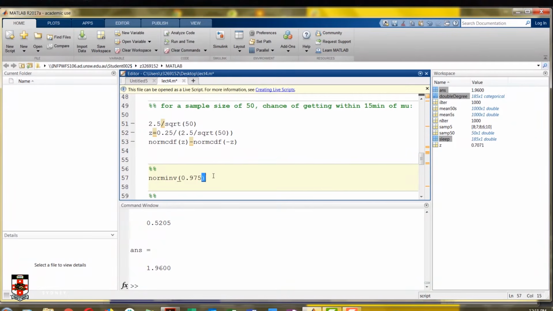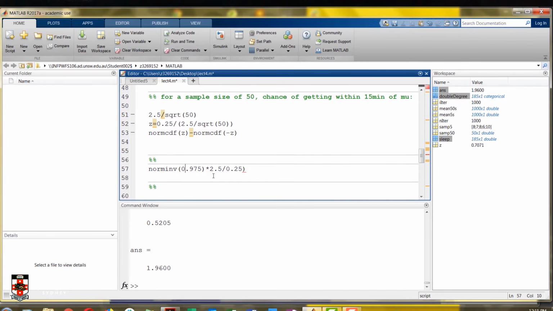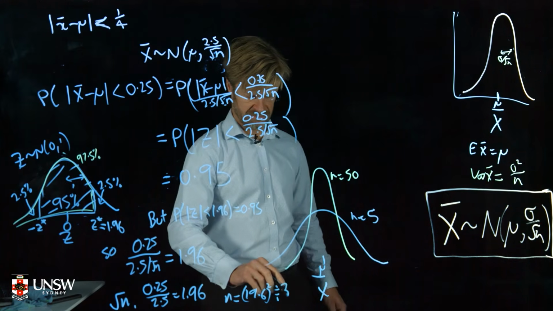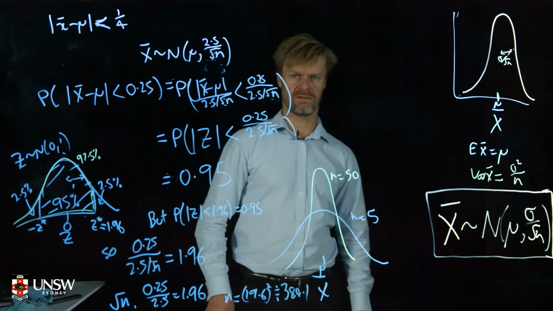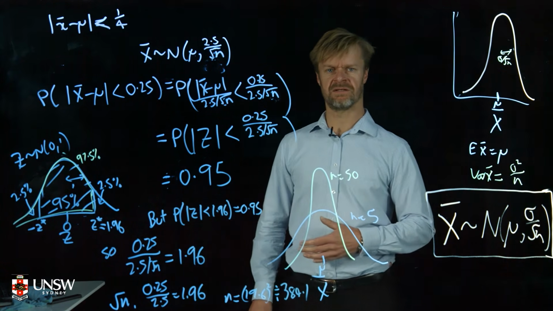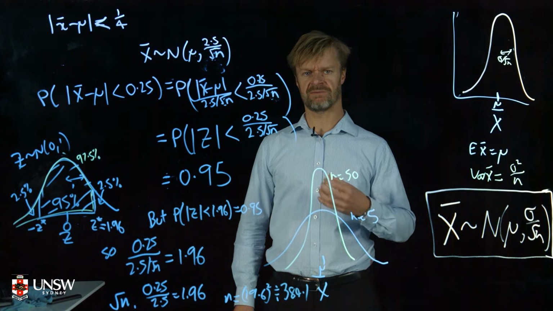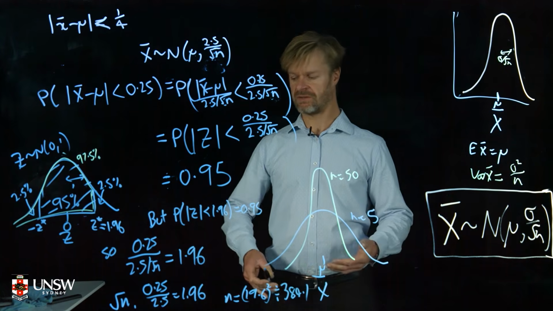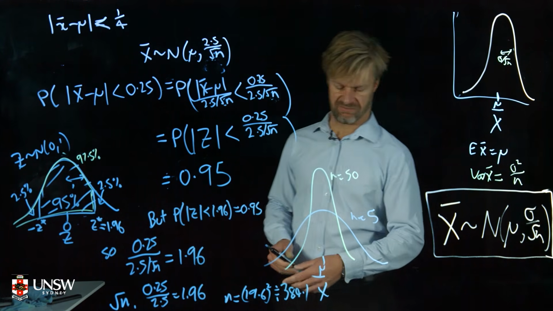So I go this times 2.5 divided by 0.25, and then I'll square that whole thing. Okay, so that is 19.6. I square that, I get 384 in a bit. So what sample size is needed to ensure that we're within 15 minutes? You need more than 384.1. I would say sample 385 because that's more than 384, isn't it?